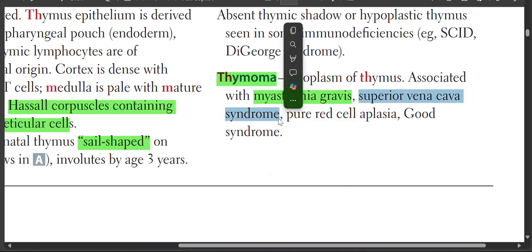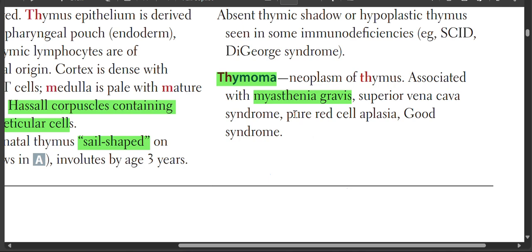Now, next we have superior vena cava syndrome. It's basically when your thymus has grown so large that it's actively compressing on the SVC. And because the thymus is compressing on the SVC, blood from the distribution of the superior vena cava cannot return to the heart. And that is what leads to the problem. So you'll see a very swollen and red face, you might see an increase in ICP, all of those things.